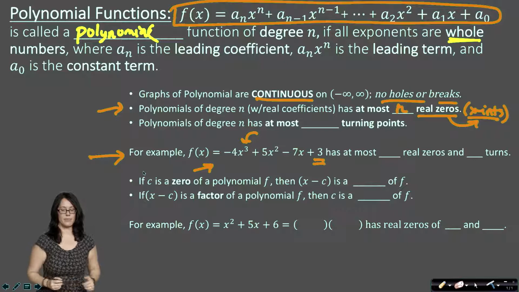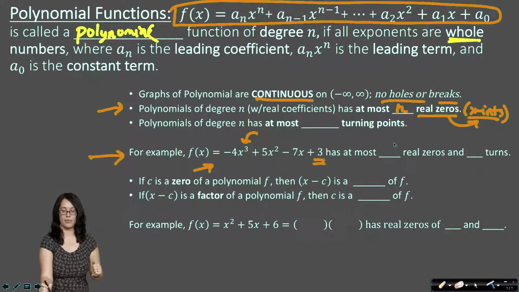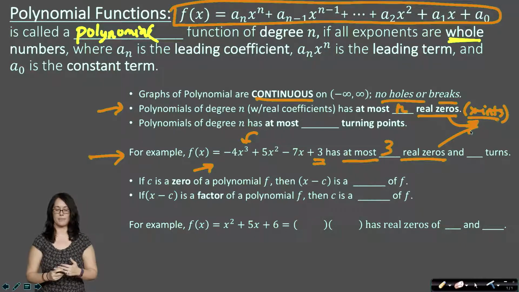Similarly, if I look at the example in the middle of the screen here, f of x equals negative 4x cubed plus 5x squared minus 7x plus 3. How many x-intercepts could I have, potentially? You're right, 3. At most 3 real zeros, also known as x-intercepts.